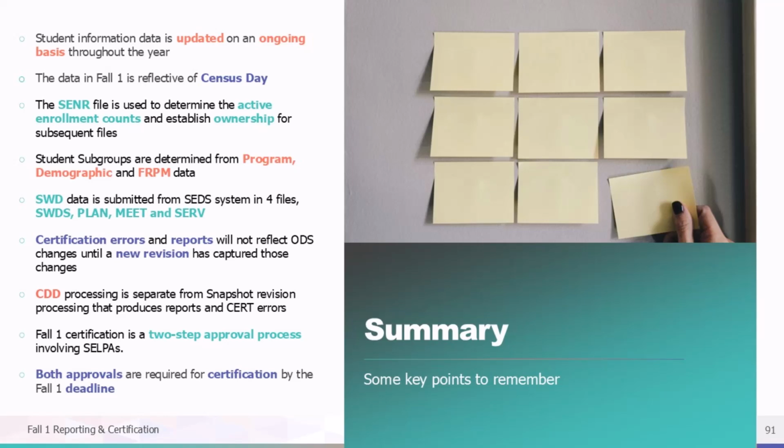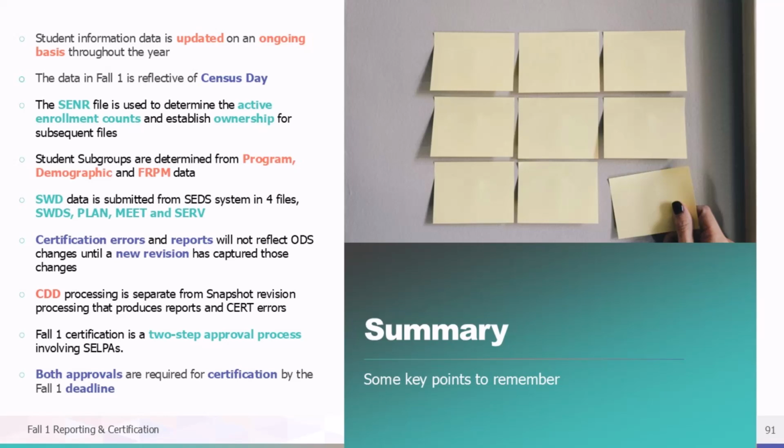The student subgroups are determined from the program, demographic, and FRPM data. So these student subgroups might be based on data that you're submitting, program and demographic, or data that is matched, data that comes from the CDSS or other sources. So the MEP, the migrant program. You want to make sure that you are updating your student information system with your match data as well as submitting data from your student information system.